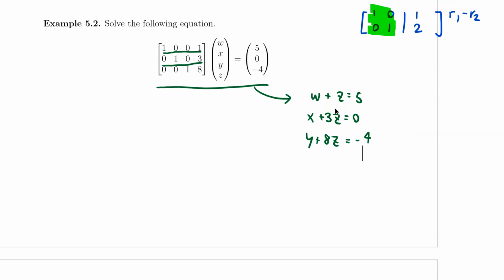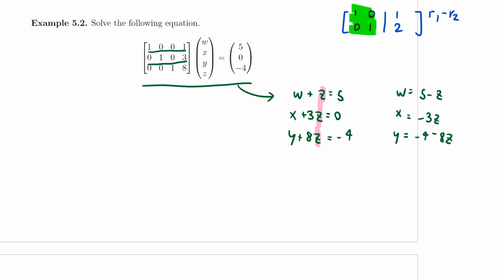Now, if I want a solution to this system, notice that I can just let my variable z be anything. This variable z can be 1, it can be 2, it can be 3, it can be 5, whatever value I want. Because whatever z is, I can find the values for w, x, and y accordingly. So my z can be anything. For whatever z is, my w is just 5 minus z, my x is just minus 3z, and my y is negative 4 minus 8z.